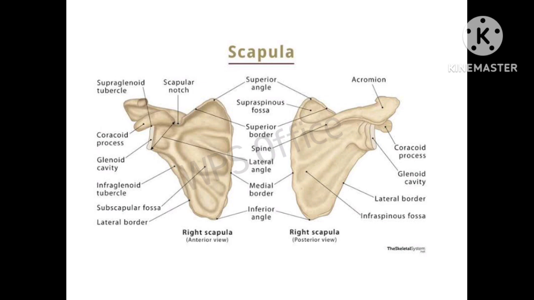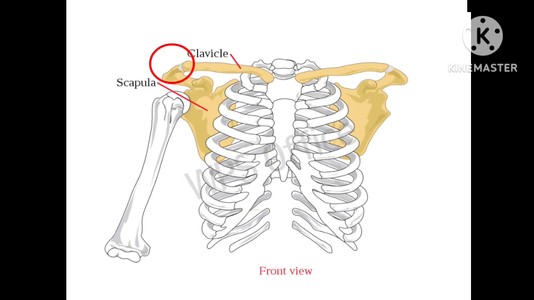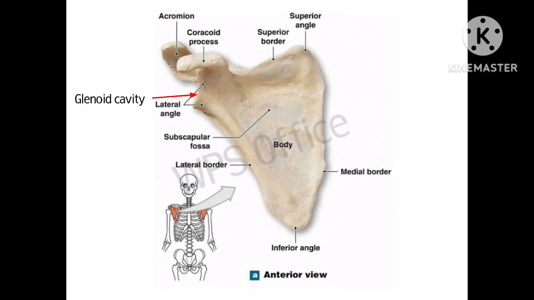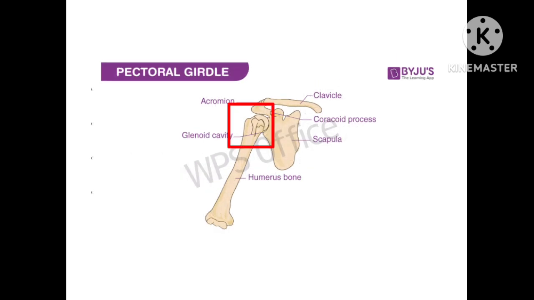On its posterior surface, the spine of the scapula projects backward. The lateral end of the spine is free and forms the acromion, which articulates with the clavicle. The superolateral angle of the scapula forms the pear-shaped glenoid cavity, or fossa, which articulates with the head of the humerus at the shoulder joint.